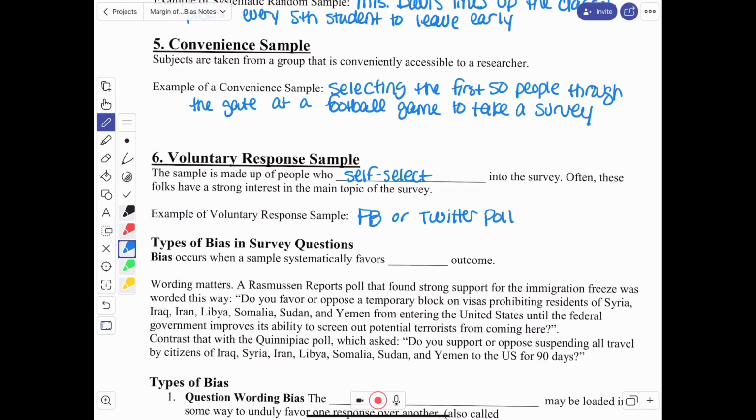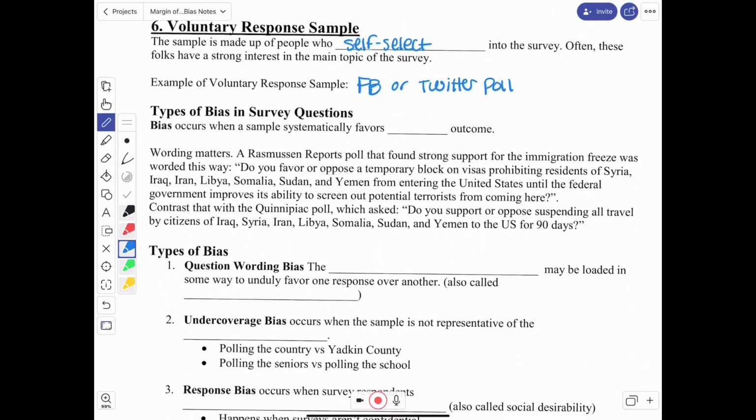All right, and then we get into types of bias. Bias occurs when a sample systematically favors a certain outcome. Okay, so wording matters big time. I'm not even sure if I'm saying Rasmussen right, but this is something I found doing my research, and this really did happen. A poll that found strong support for the immigration freeze was worded this way.